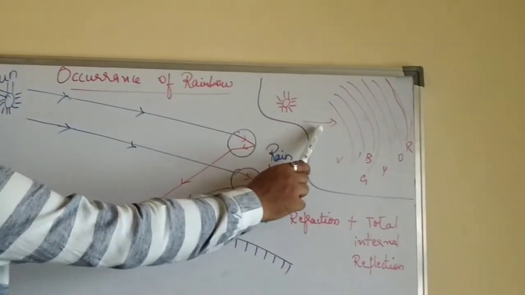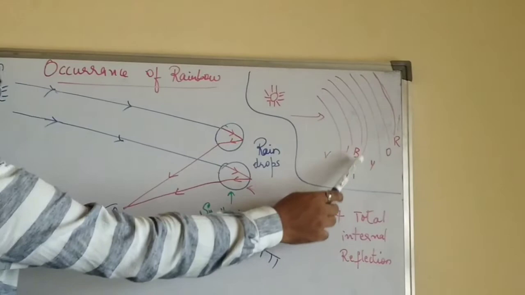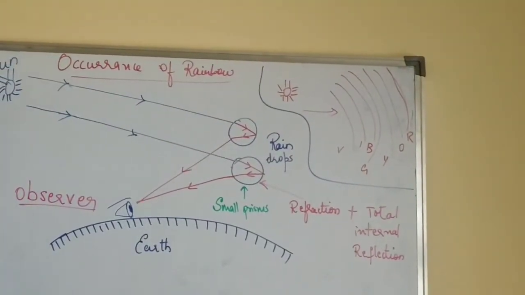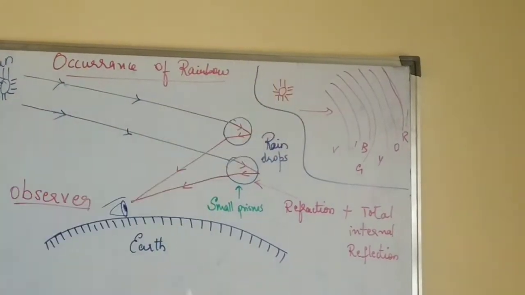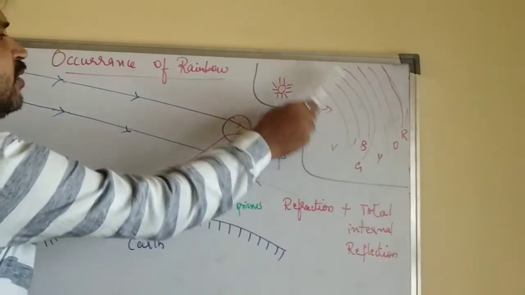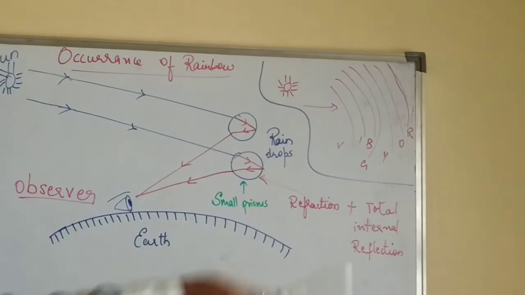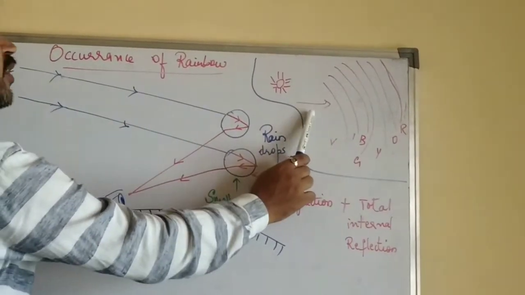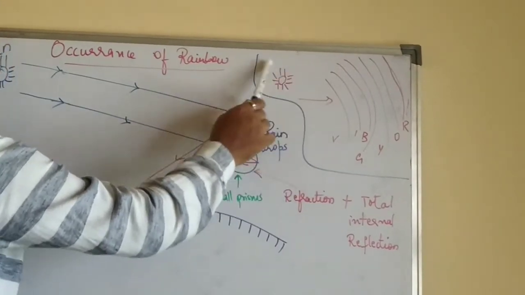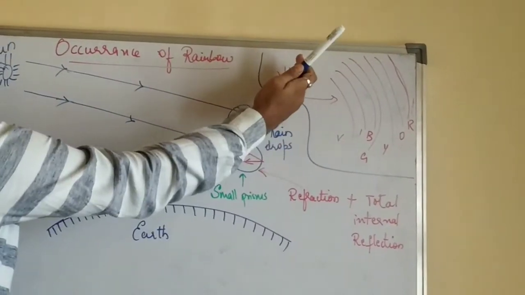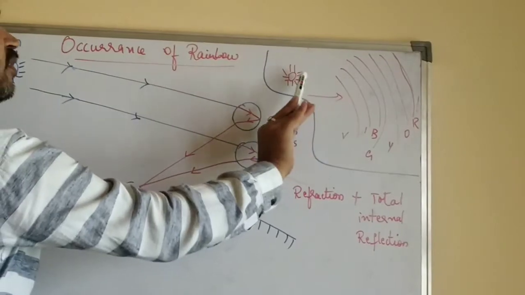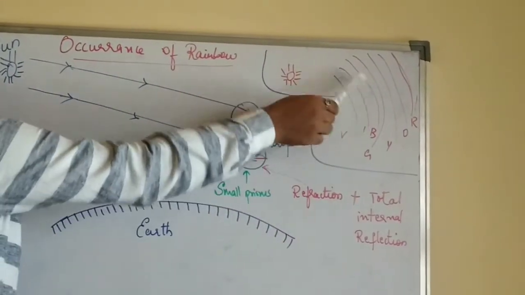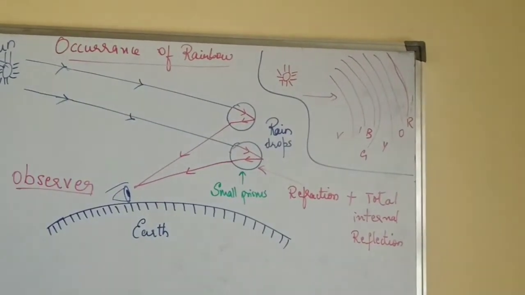So you are observing the rainbow, that is violet, indigo, blue, green, yellow, orange and red, and these rainbows occur like circular colored arcs in the sky, right? And you should observe opposite to the direction in which the sun is. It means if the sun is in this direction, you get the rainbow in the opposite direction. So that is the occurrence of this rainbow.